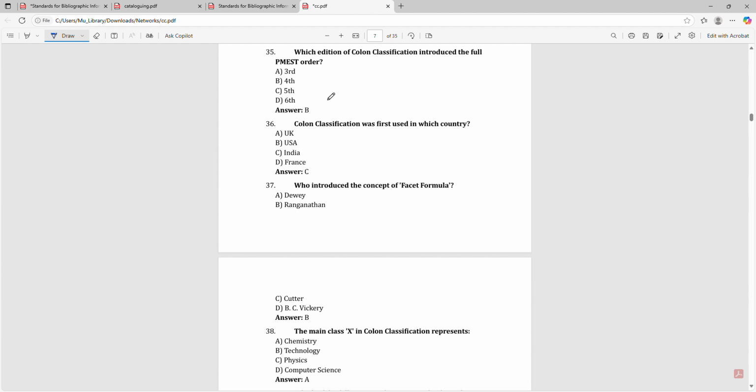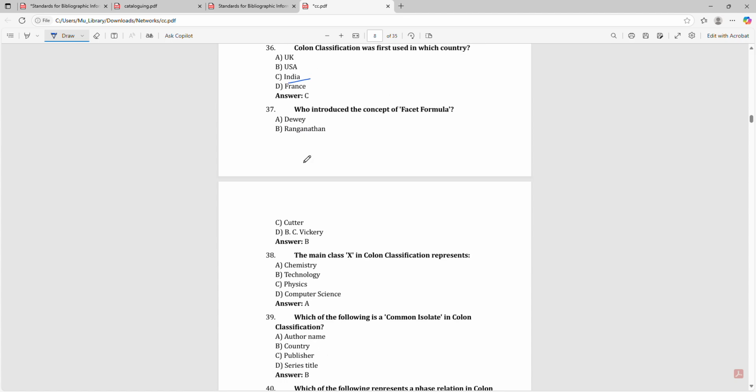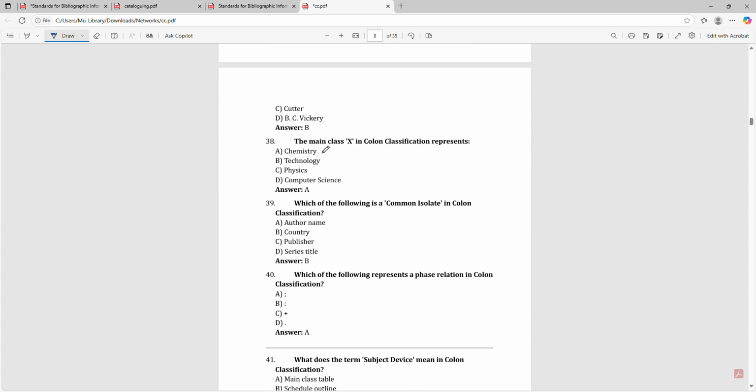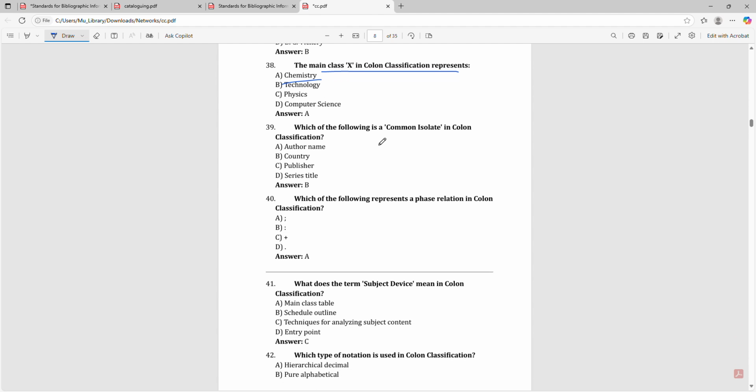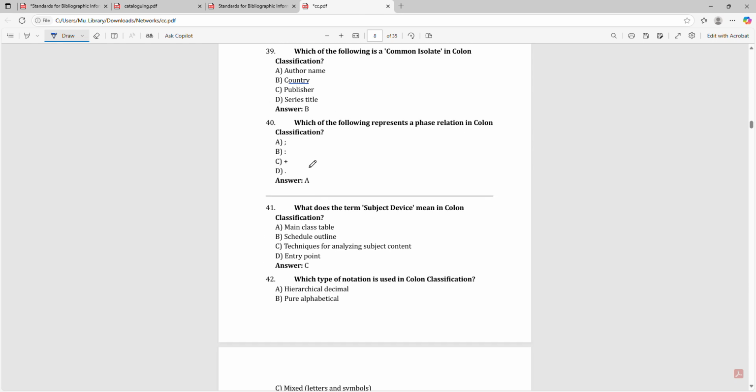Which edition of CC introduced the full PMEST order? That is fourth edition. CC was first used in which country? In India. Who introduced the concept of facet formula? That is Ranganathan. The main class X in CC represents chemistry. Which of the following is a common isolate in colon classification? That is country. Which of the following represents a phase relation in CC? That is comma.